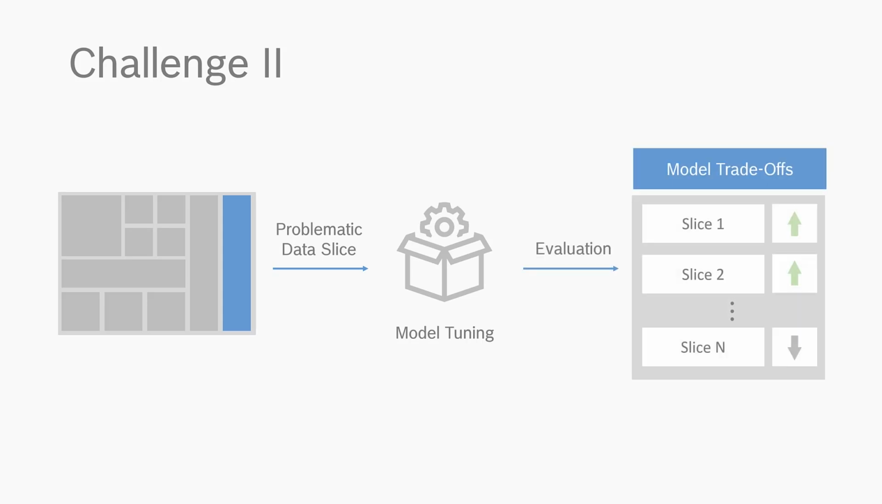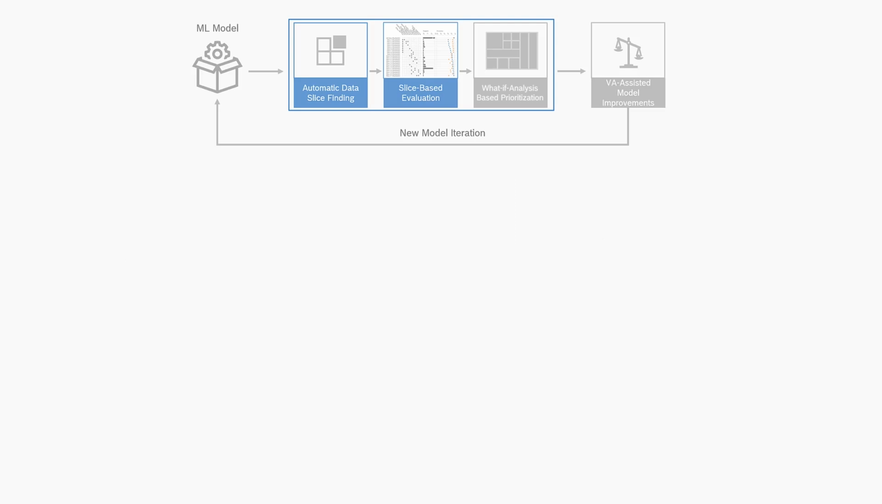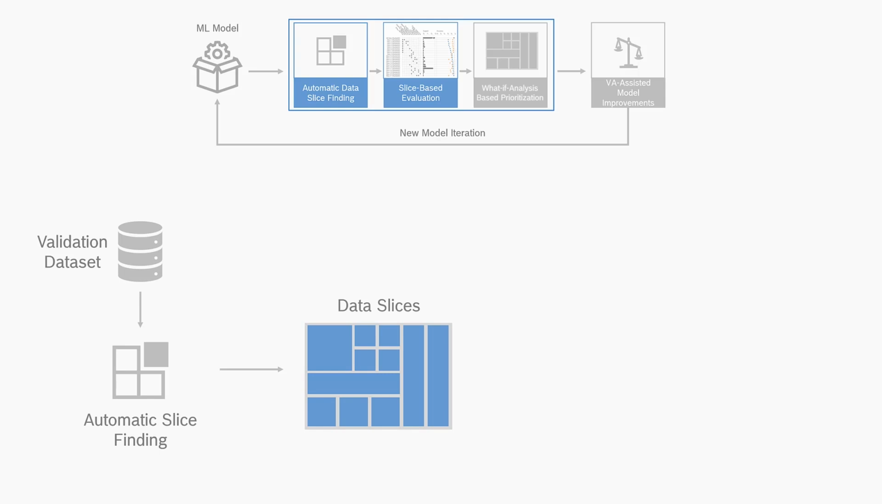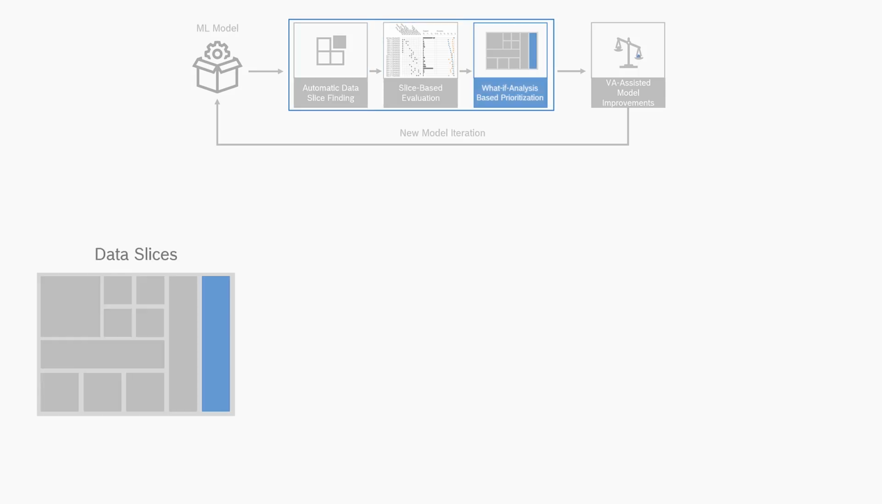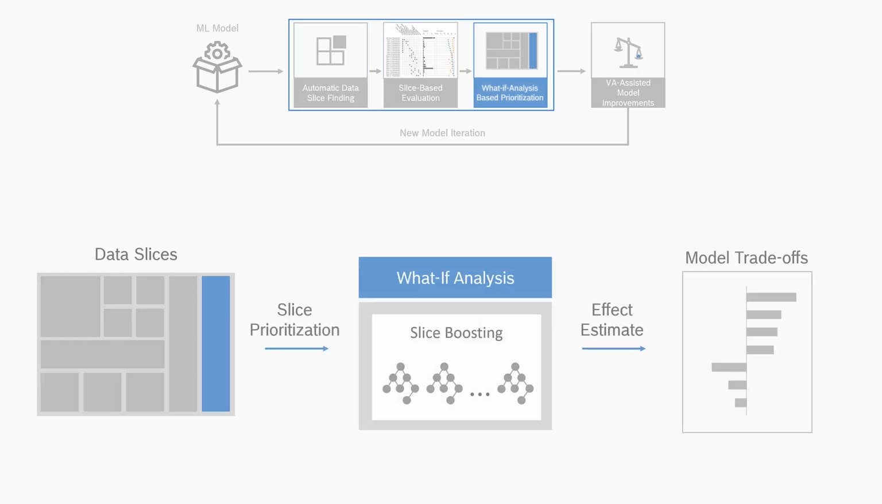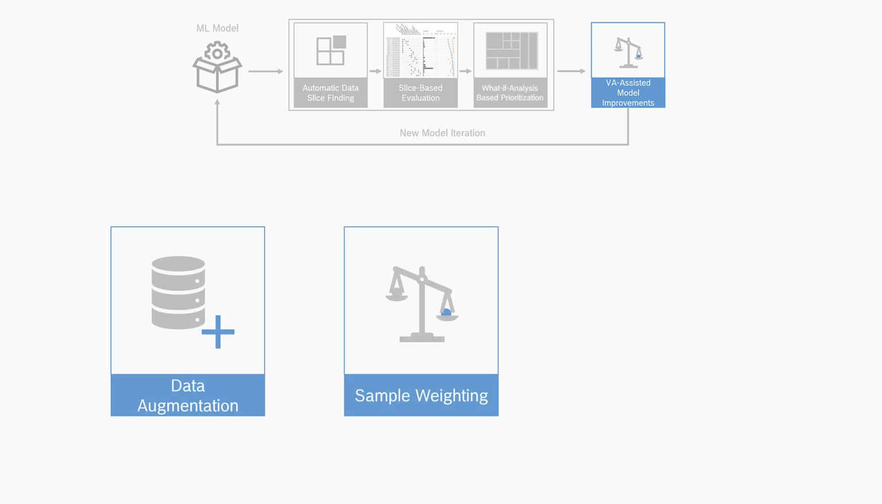between data slices. We propose SliceTeller, a novel data-driven AI framework for slice-based model analysis and model improvement. The slice finding algorithm automatically searches the validation dataset for human interpretable slices that can be explored with our visual analytics approach. Once critical data slices are identified, we invent a slice boosting method to estimate the performance trade-offs for prioritizing different slices. We can then iteratively optimize models over the critical data slices with different approaches, for example, data augmentation or sample weighting.